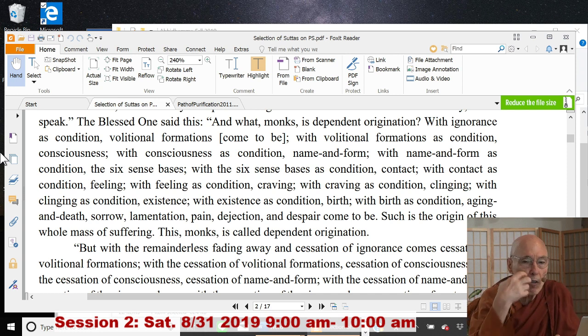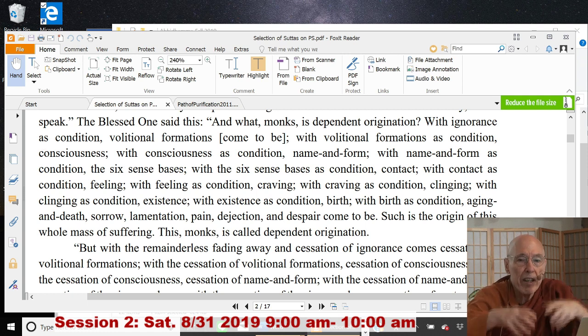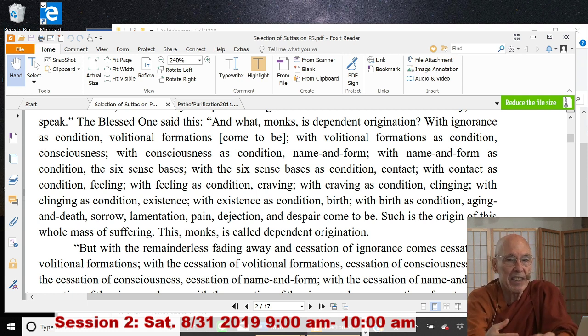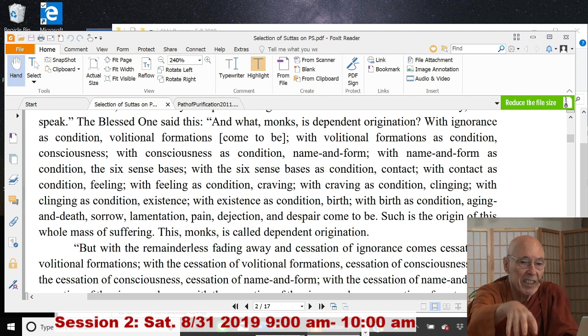And these volitional activities, accompanied by ignorance, bring about at death a re-arising of consciousness. They propel consciousness into a new mode of existence so that the stream of consciousness continues beyond death into the beginning of a new existence.